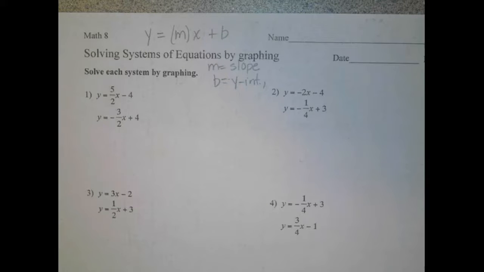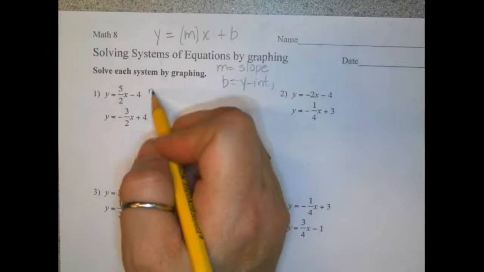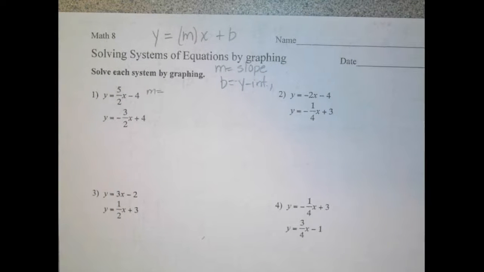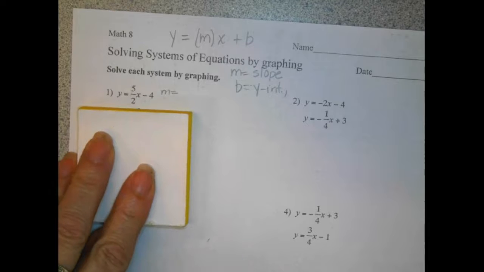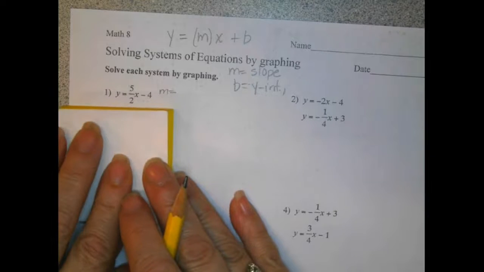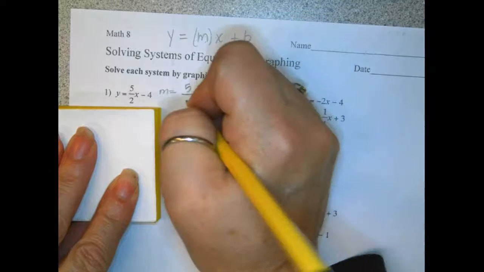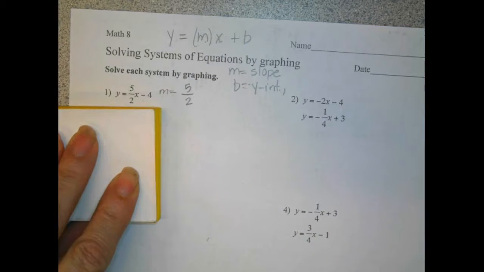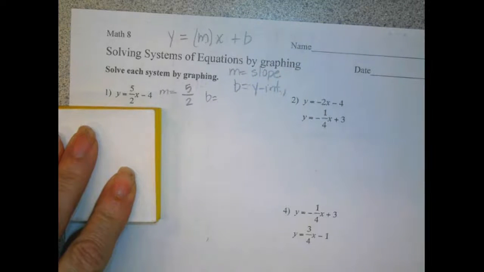Okay? Super important. So if I'm looking at this equation here, what is my slope? What does m equal? Looking at this equation here, what does m equal? 5 over 2. Okay? It's very specific. It's right in front of the x. Don't just guess every number. Tell me exactly what's in front of the x. And what is my b? What does b equal? b equals -4. Okay?